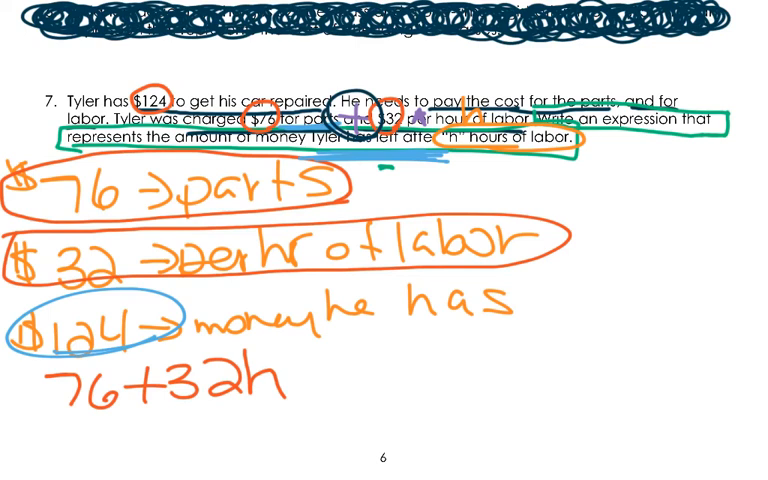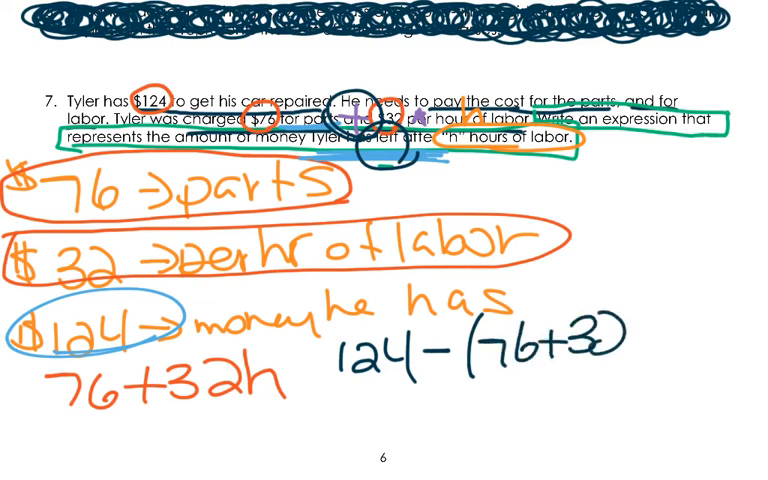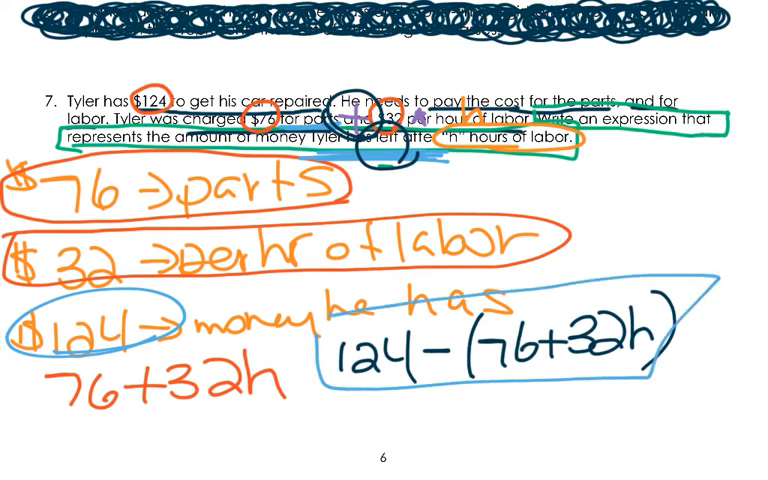So this is where our properties of real numbers come into play, because you'd want to use parentheses here to kind of group things together. So our expression would be 124, that's what he has in total, minus, right, left, 76 plus 32H. Okay, and this would be our final answer here. Now, of course, we could simplify this more, but for this lesson, we're just going to stop here.